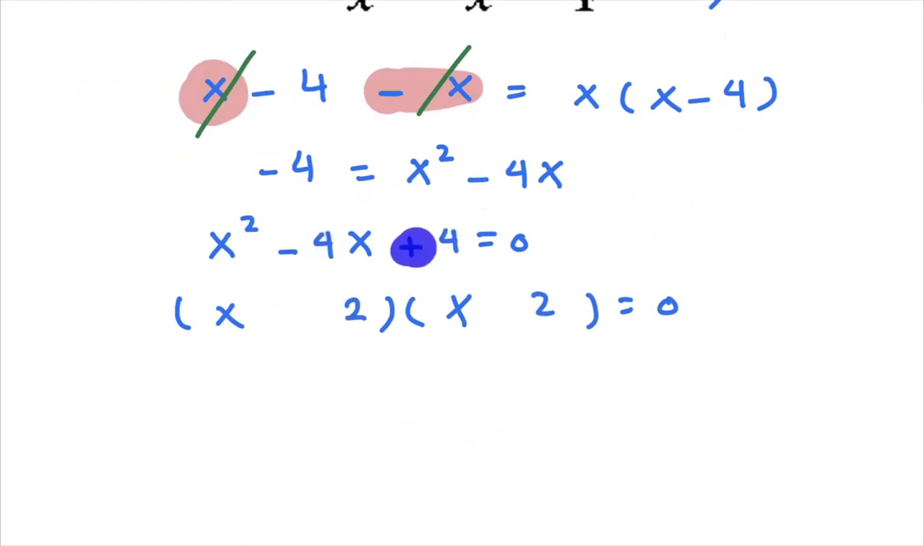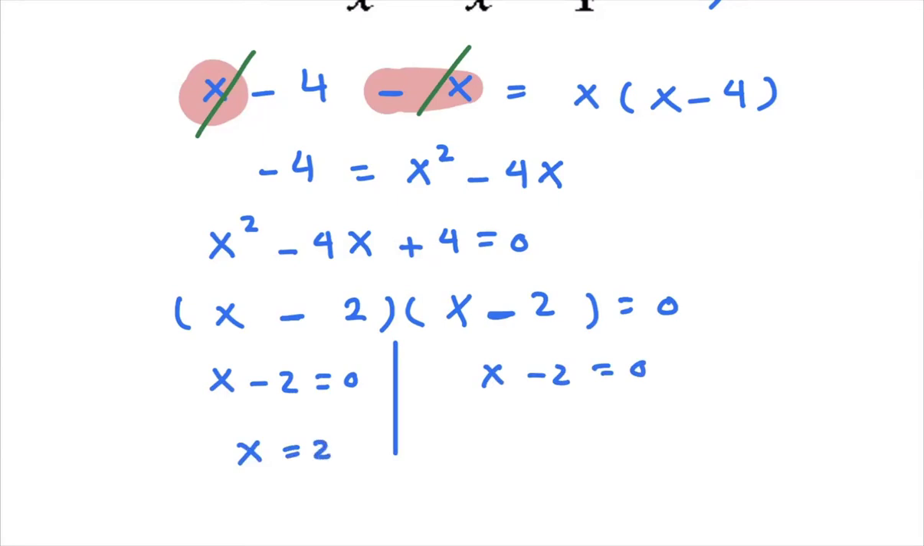Since the last term is positive, the two signs will be the same as the middle term. What is the middle term here? The middle term is negative, so this is negative and this is negative. That means either x - 2 = 0 or x - 2 = 0. So x will be equal to 2. This is good. How can we check our answers?